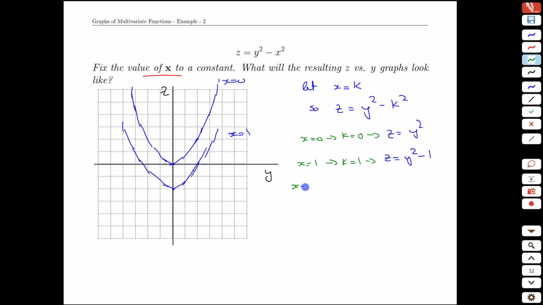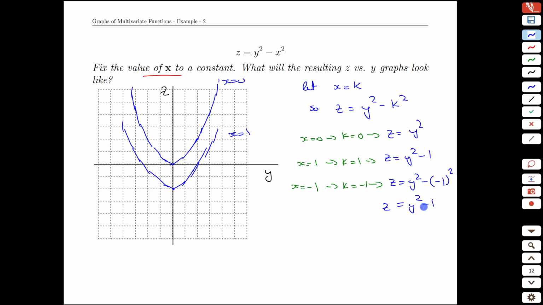Just for comparison, if we have x equals negative 1, then what equation do we get? We're going to get z equals y squared minus negative 1 all squared. Hey, that's the same thing. We still get a parabola that's down by 1.